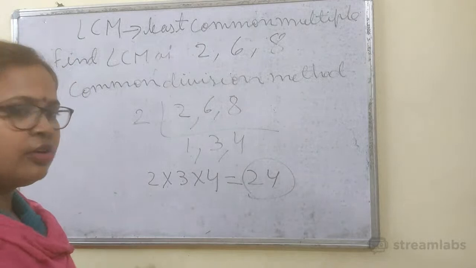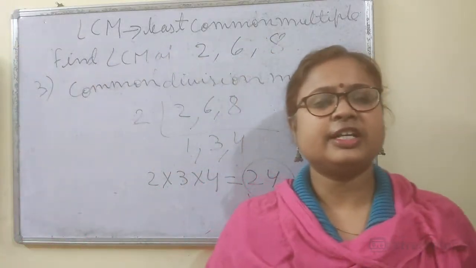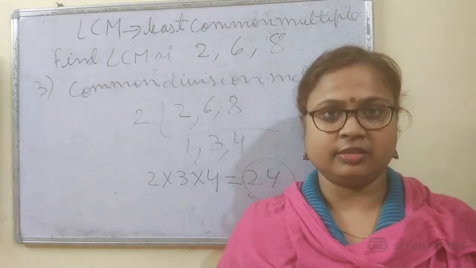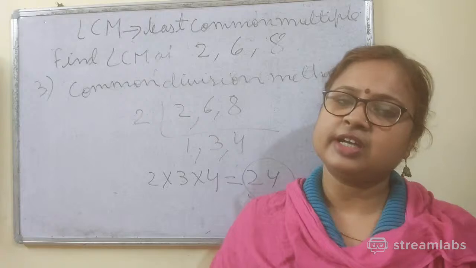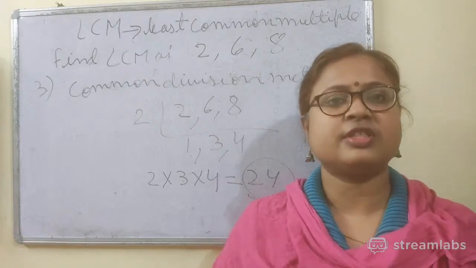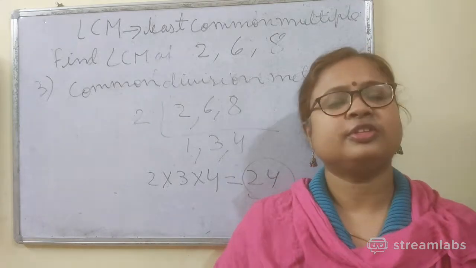So again we got the answer 24. Means when we find HCF or LCM by any method, suppose we are finding the HCF and we apply different types of methods, we get the same answer for the same question. So I think all the processes must have become clear to you. Thank you very much.